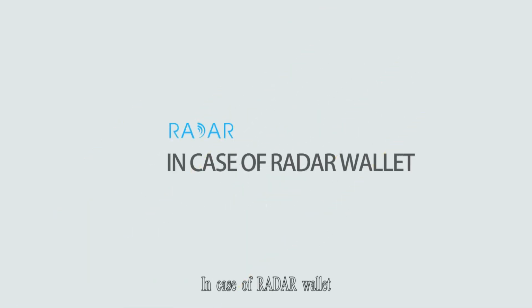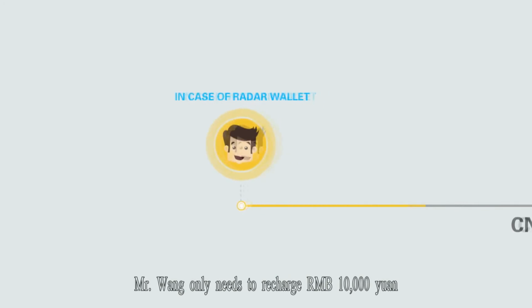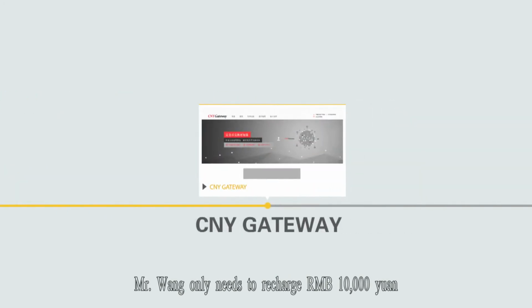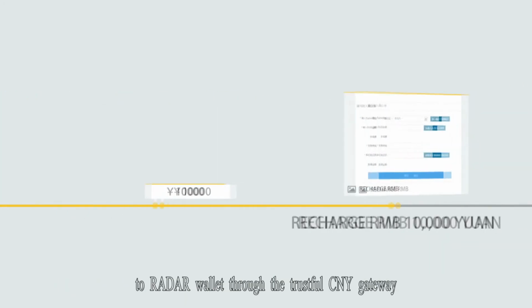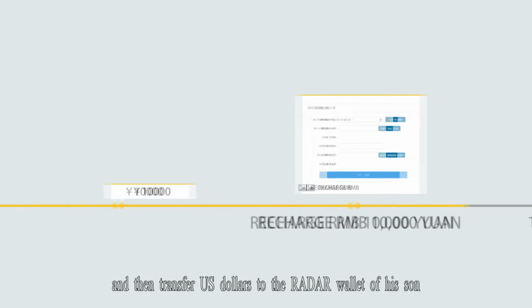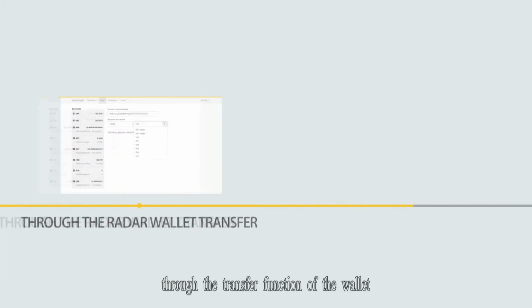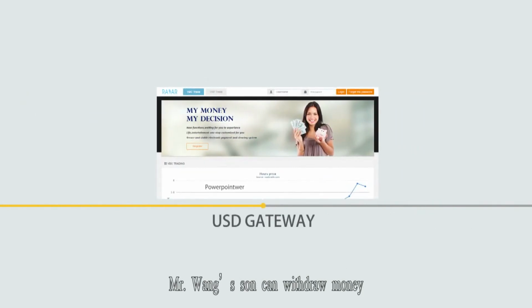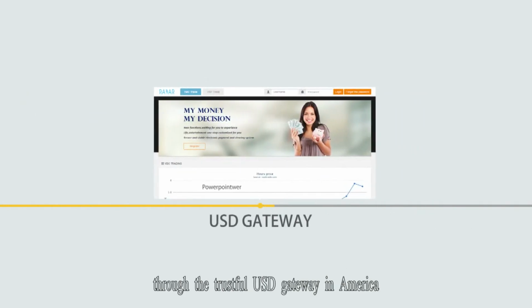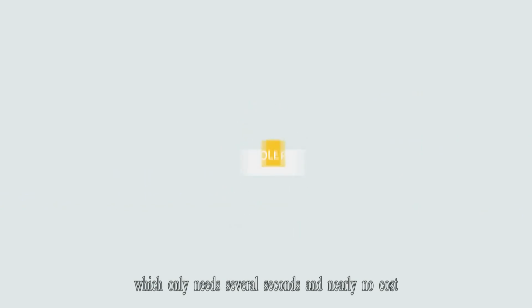In the case of Radar Wallet, Mr. Wang only needs to recharge renminbi 10,000 yuan to Radar Wallet through the Trustful CNY gateway, and then transfer US dollars to the Radar Wallet of his son through the transfer function of the wallet. Mr. Wang's son can withdraw money through the Trustful US dollar gateway in America, which only needs several seconds and nearly no cost.